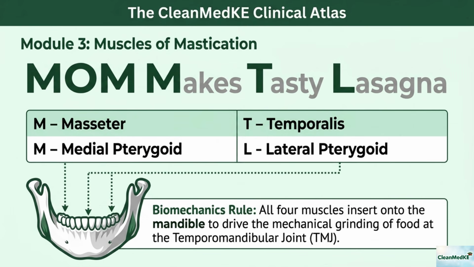Let's transition to the muscles of mastication. To easily memorize all four, remember this phrase: Mom makes tasty lasagna. This stands for masseter, medial pterygoid, temporalis, and lateral pterygoid. The golden biomechanical rule here is that all four of these muscles insert onto the mandible to grind food at the temporomandibular joint, or TMJ.